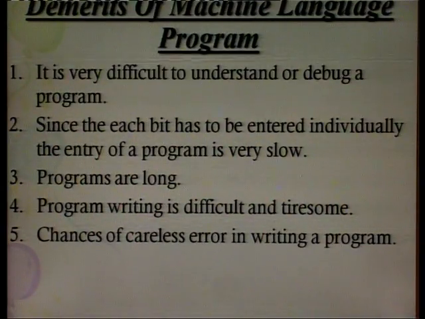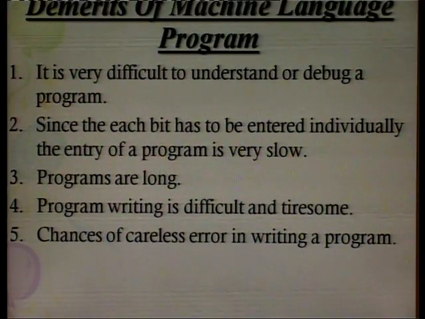Now, what are the demerits of writing a program in machine language? It is very difficult to understand or debug a program. When we write a program in zeros and ones, it is very difficult for us to understand or debug even a program written by us, and in case it is written by some other programmer, it becomes even more difficult, because it is not easy to memorize every 0 and 1 combination as an instruction.